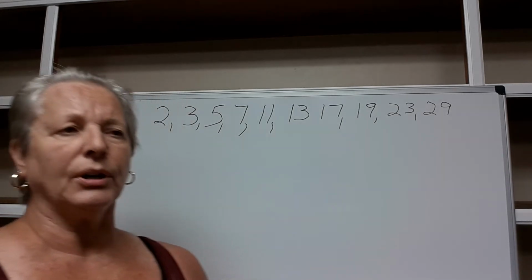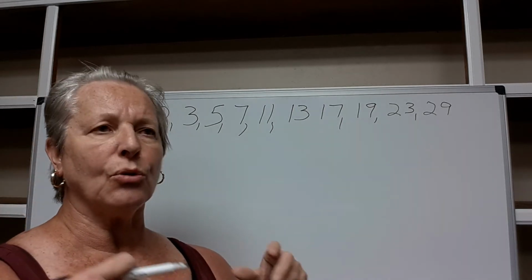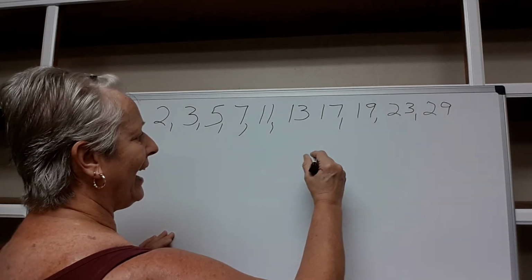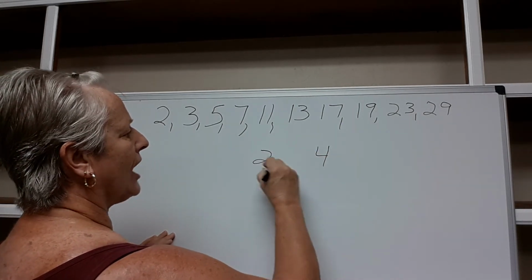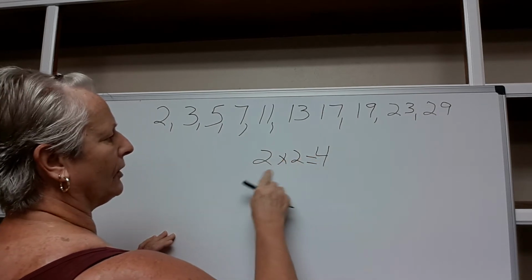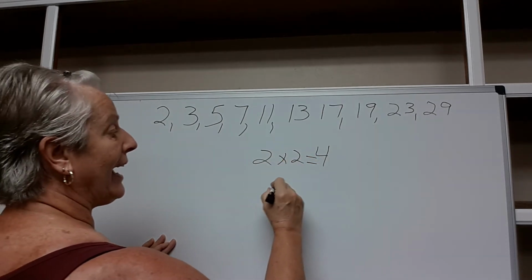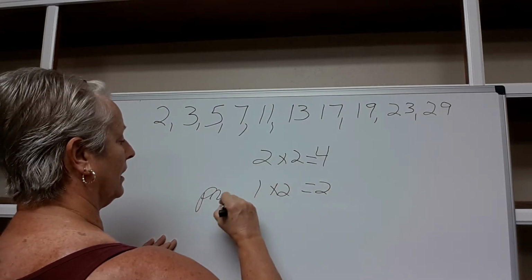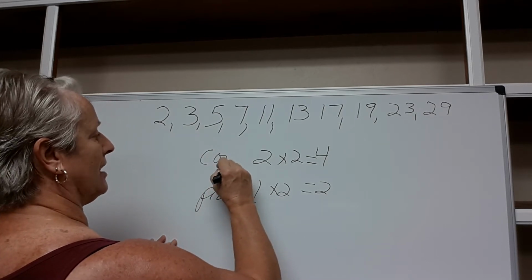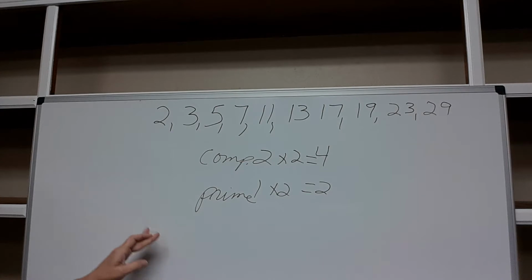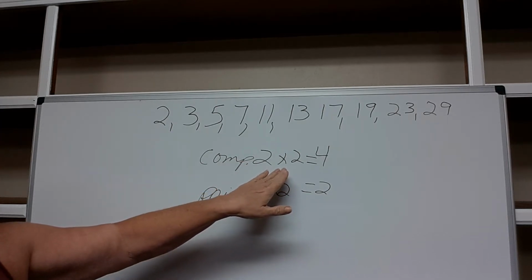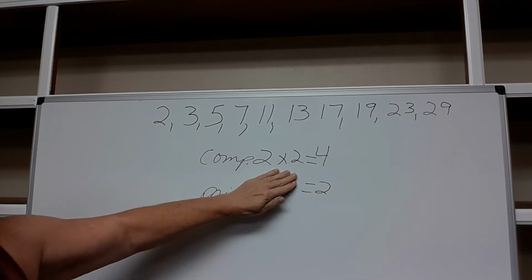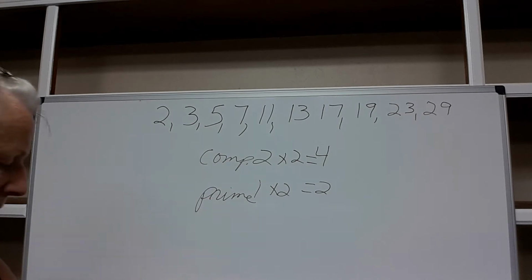A composite number is 2 or more numbers will go into it. For instance, if we have 4, 2 times 2 equals 4. Okay? But if we had just 2, it would be 1 times 2. This is prime. And this is a composite number. I'm just going to abbreviate. So if it has 2 or more, other than itself and 1, it's considered a composite number.